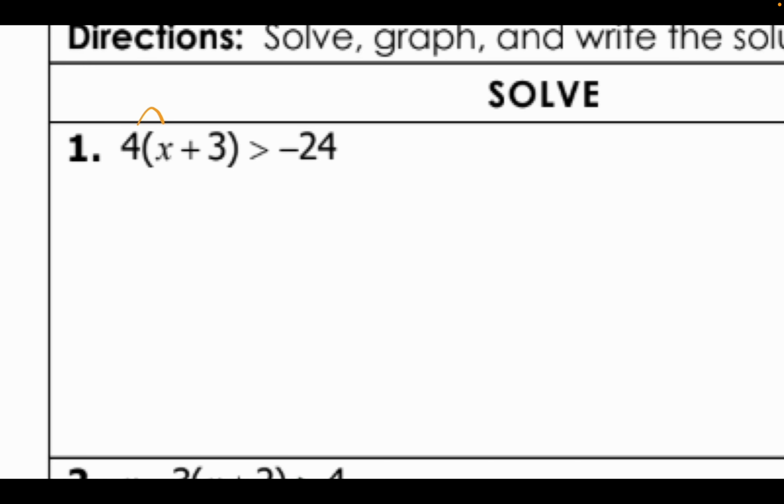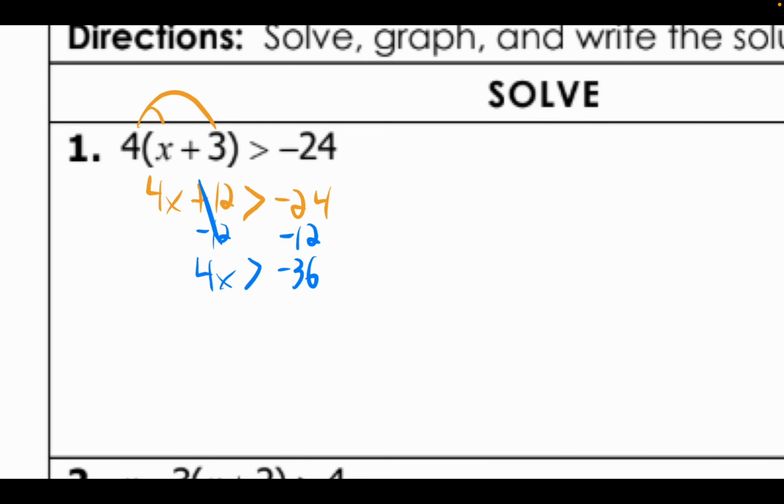So I distribute the 4, and I get 4 times x is 4x, 4 times 3 is 12, and I have this being greater than negative 24. Now I'm going to go ahead and subtract the 12 because my variable is being multiplied and added. I undo the addition first, and I get 4x is greater than negative 36. Now I have my variables on one side and my numbers on the other, so I'm going to go ahead and divide to undo the multiplication of 4. And I get x is greater than negative 9. That's my answer there. And I do not flip the inequality because even though the answer is negative and 36 was negative, the number I divided by was positive.